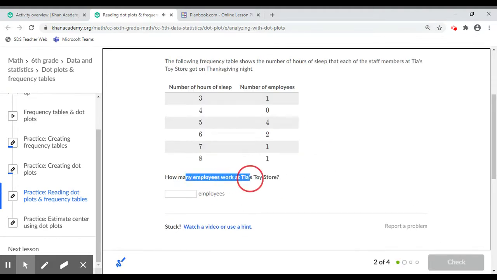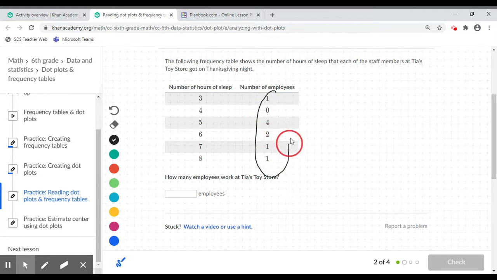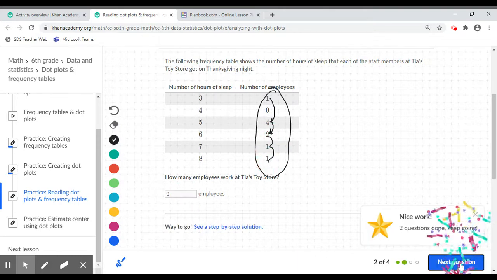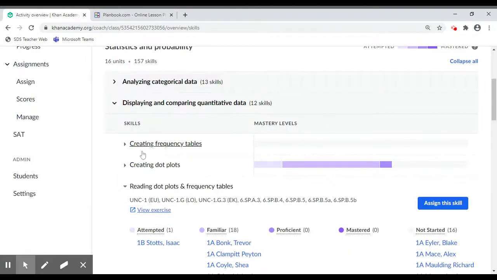How many employees work at Tia's toy store? How many employees, right? Has nothing to do with the number of hours of sleep. Nothing to do with that. What we're going to look at is the total number of employees. So we're going to have to actually add up these number of employees, right? If we add up all those, we get 5, 6, 7, 8, 9. Again, pretty simple, straightforward assignment.